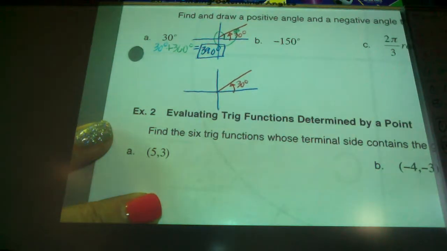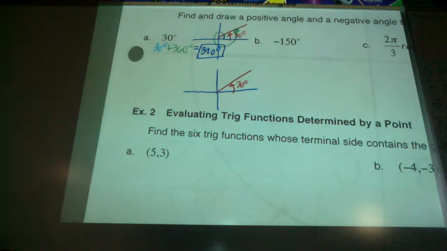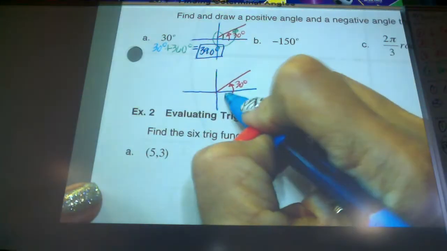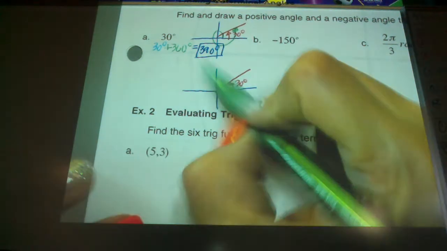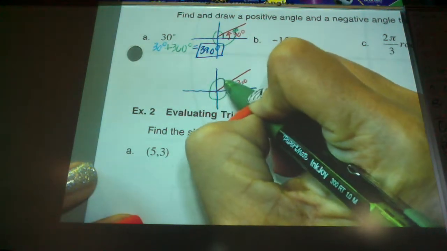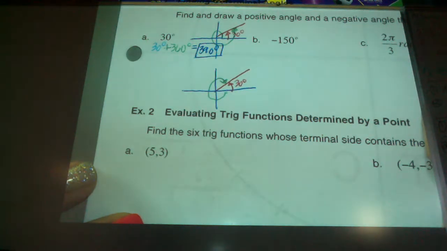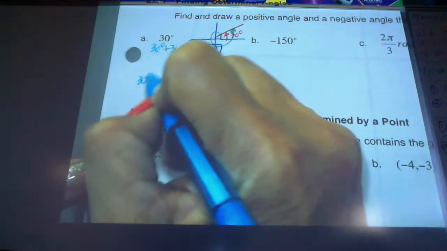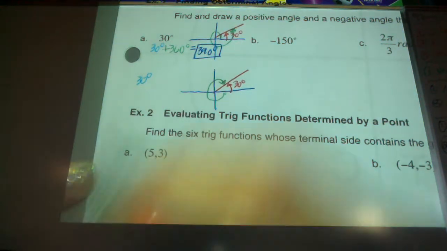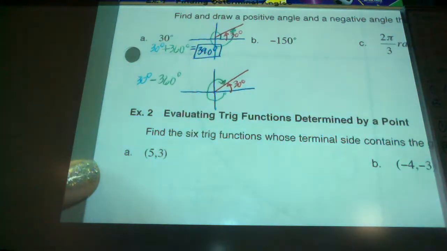But this time we're going to go in a negative direction. Notice that I start still at the initial side. So if I'm going to go in a negative direction, I'm going to go from here to here only. I don't make a full 360 degrees, so my negative angle is going to be less than 360. But I still start with my 30 degrees. Then instead of adding 360, mathematically I'm going to subtract 360 degrees.